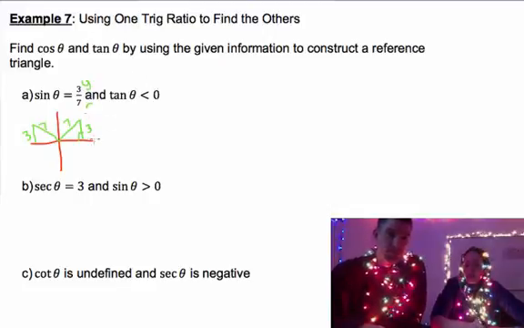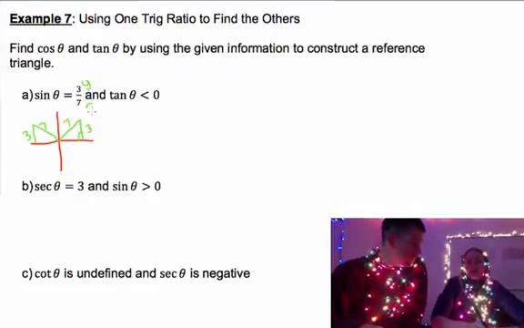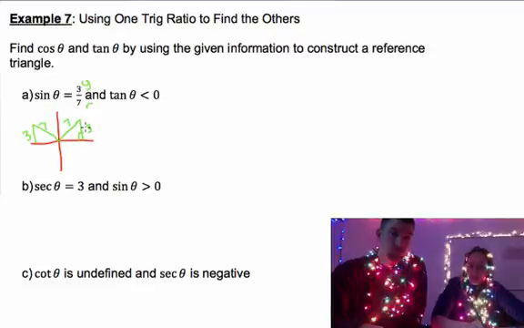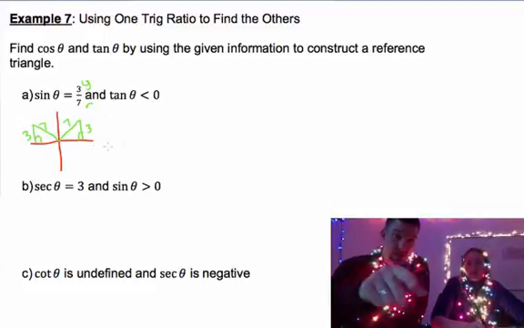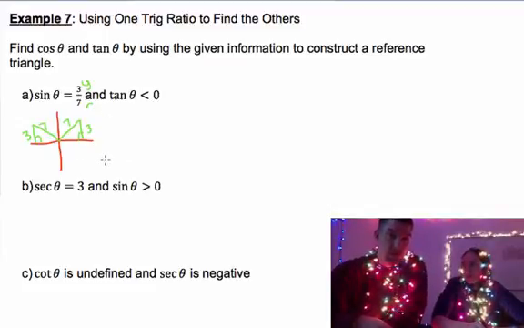And if you think back to All Students Take Calculus, all of the trig functions are positive in the first quadrant and sine is positive in the second quadrant. Every single time that we do this where we have a trig function equaling something, we can make 2 triangles. So they have to give us more information, which they did, in order for us to narrow down which one it is.